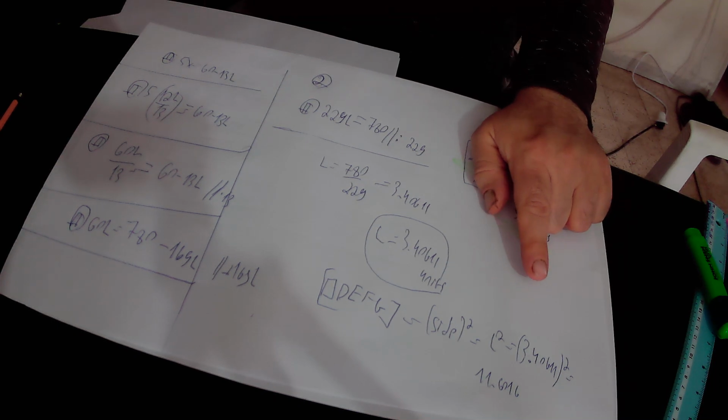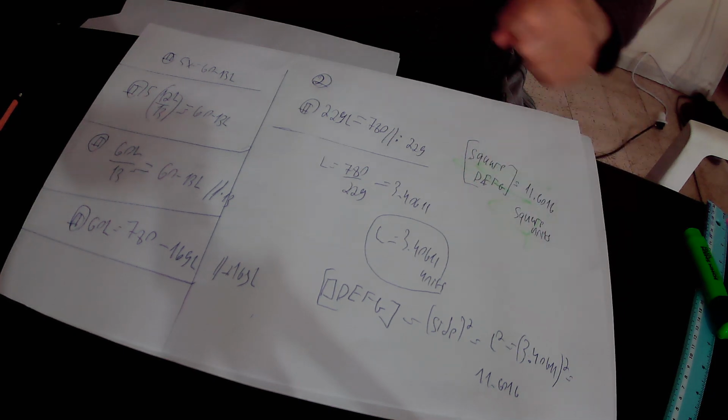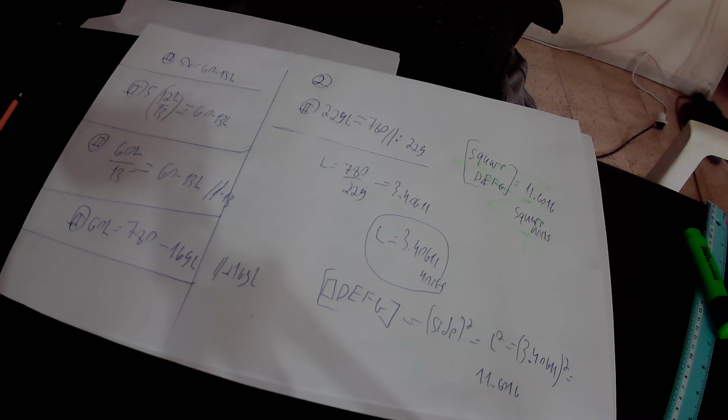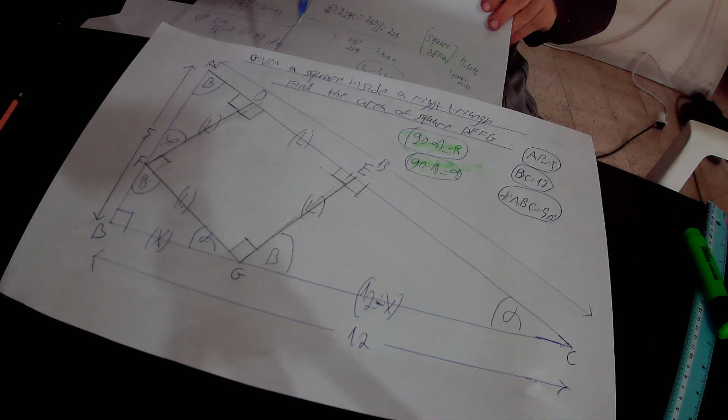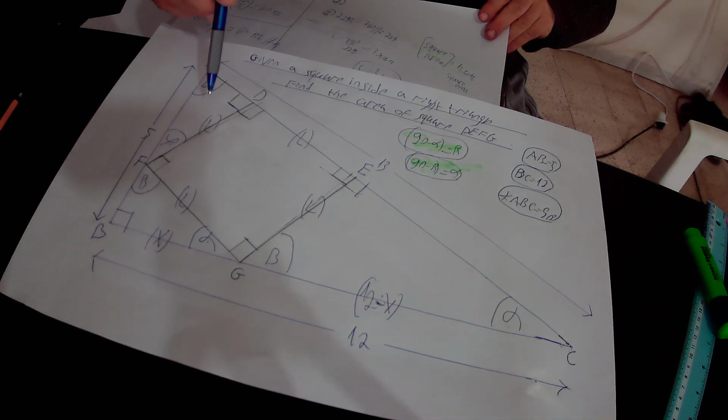L equals 3.40611, therefore L squared equals 3.40611 squared, and 3.40611 squared equals 11.6016 square units. In conclusion, the area of this square DEFG equals 11.6016 square units.